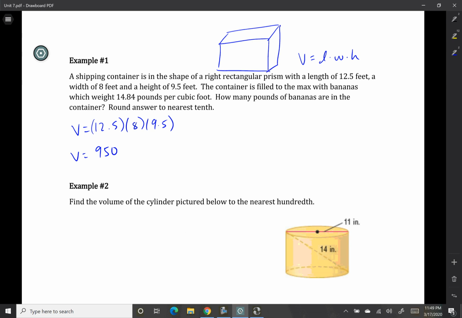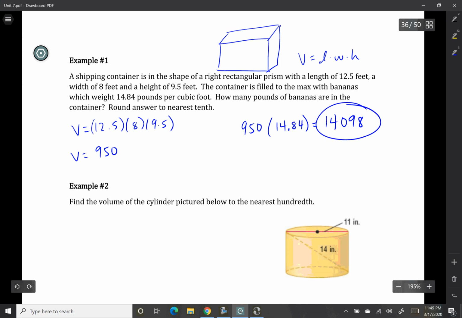It then says the container is filled to the max with bananas, which weigh 14.84 pounds per cubic foot. Each one of these is a cubic foot. So there's 950 cubic feet. So if we want to figure out how many pounds of bananas we have, we're going to take the 950 cubic feet that we have and multiply it by the amount of weight each cubic foot weighs. So if we take 950 and multiply it by 14.84, we get a total weight of 14,098 pounds.